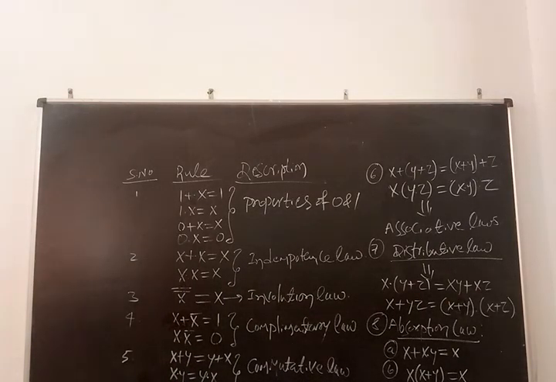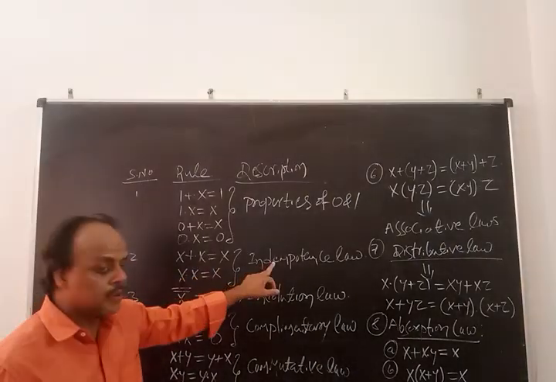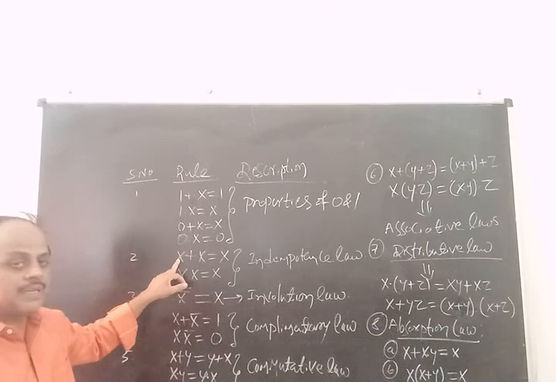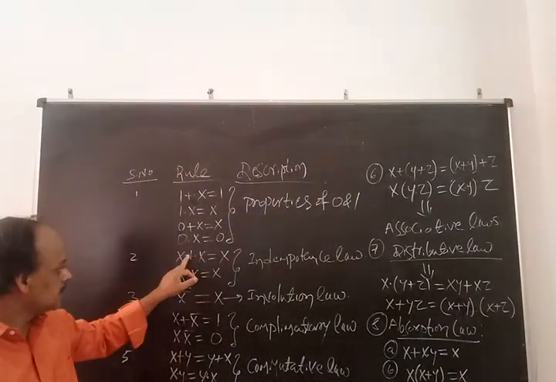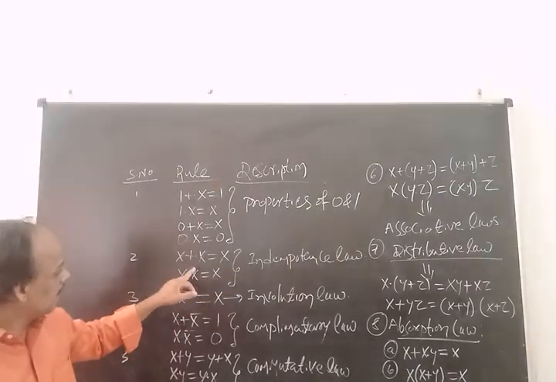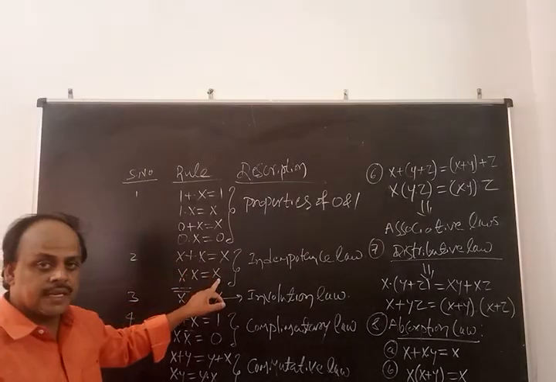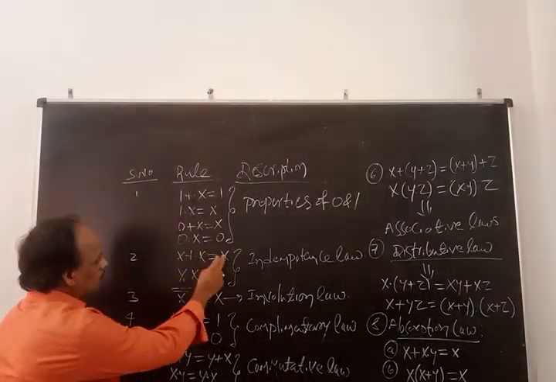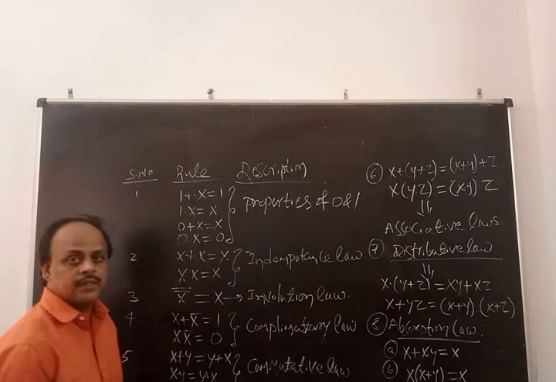This idempotency law states that when a variable is combined with the same variable, say x, and it undergoes logical addition, it gives the same variable. Or when a variable is combined with itself and undergoes logical multiplication, it gives the same. That's why x plus x is equal to x, x into x is equal to x. This is idempotency law.